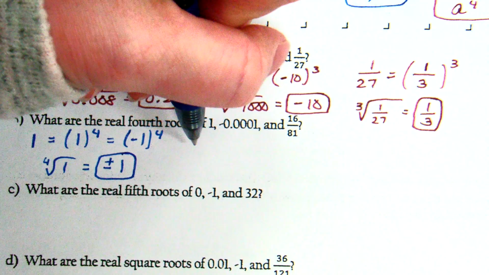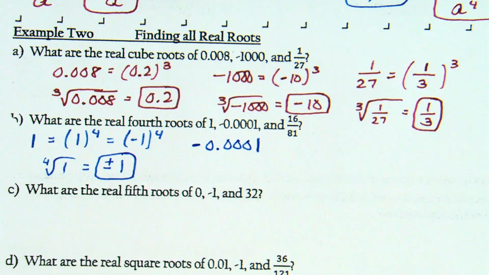So now, negative 1/10,000th. What are your thoughts here for the fourth root of negative 1/10,000th?